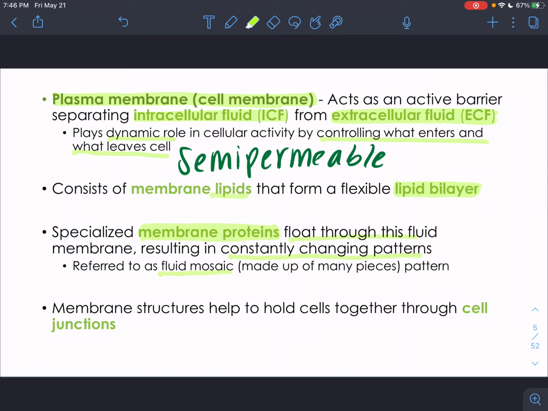Okay, and another really important thing that, again, all of these things we'll talk about in more detail in a minute, but something that's also very important for our cell membrane is these structures called cell junctions that are part of the cell membrane and made up normally of these proteins. But the cell junctions are going to help hold our cells together so that we can actually have solid organs and tissues and whatnot in our body.